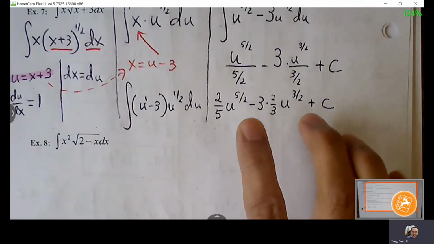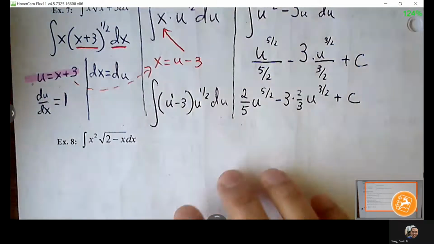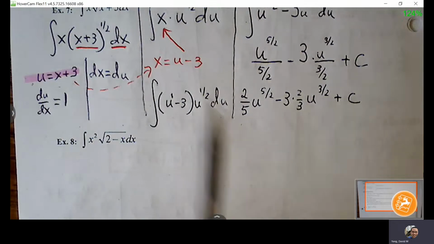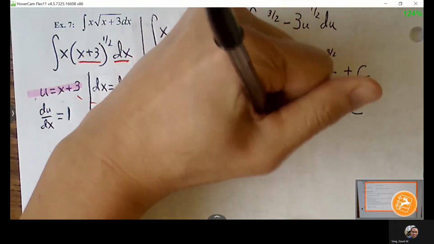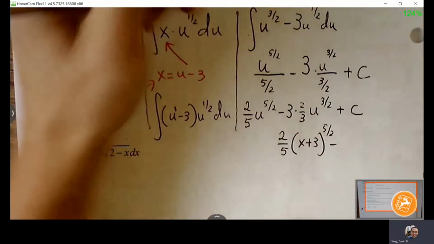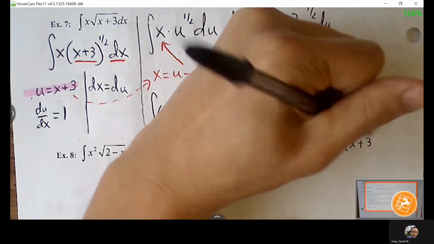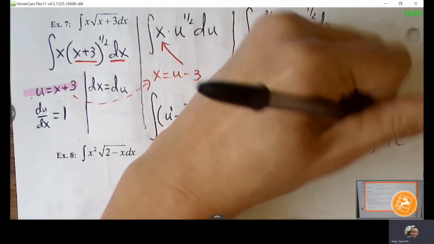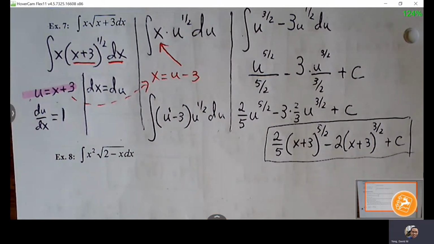I'm going to clean up the coefficients, but I need my u in terms of what? Yeah, remember, u is only a temporary variable, so I still need to bring my original variable back into the problem. The 3's will cancel out. I'm just left with 2. Okay, questions there?